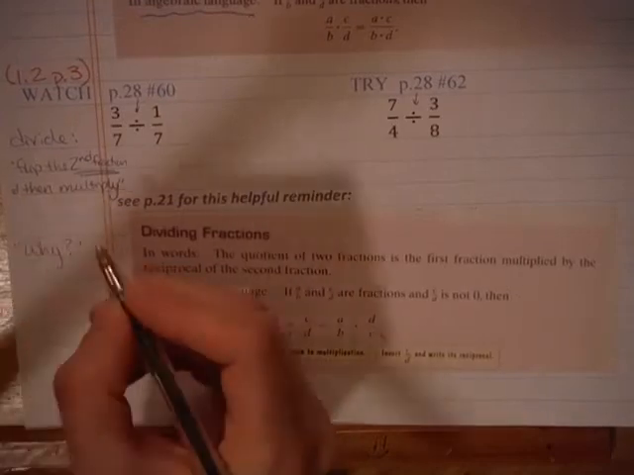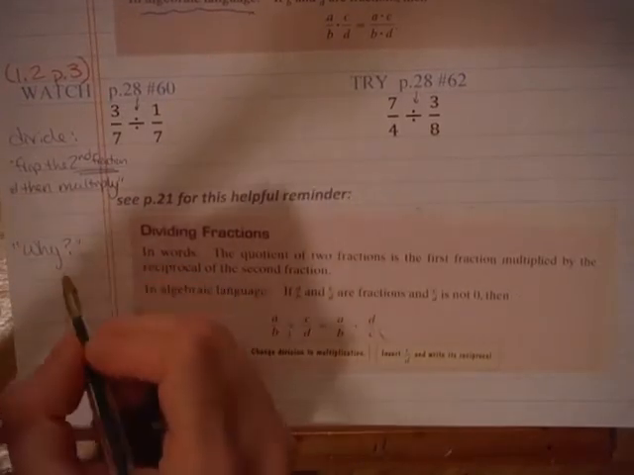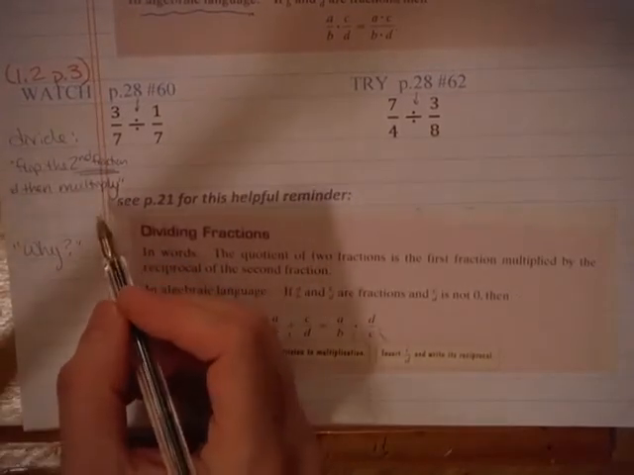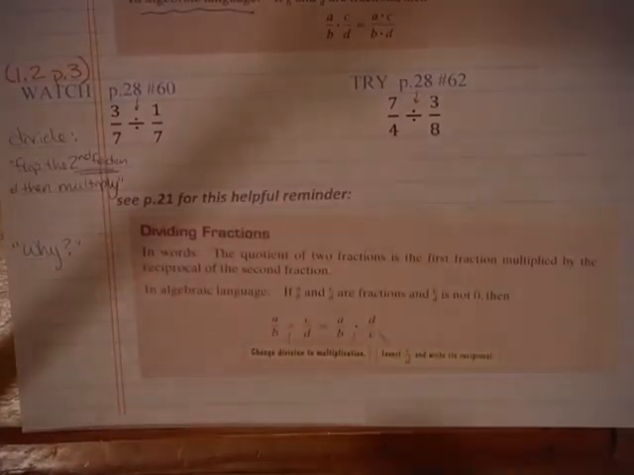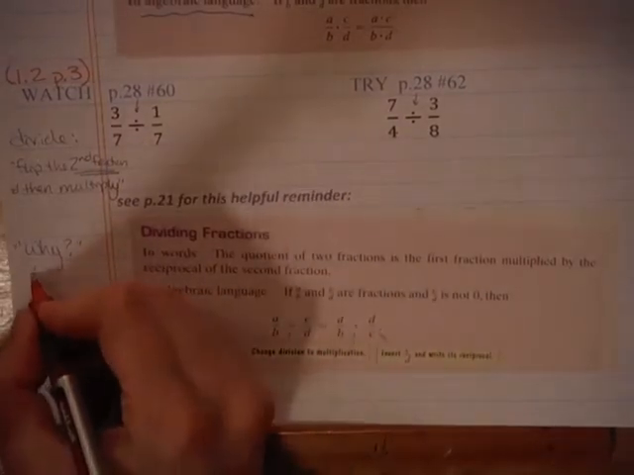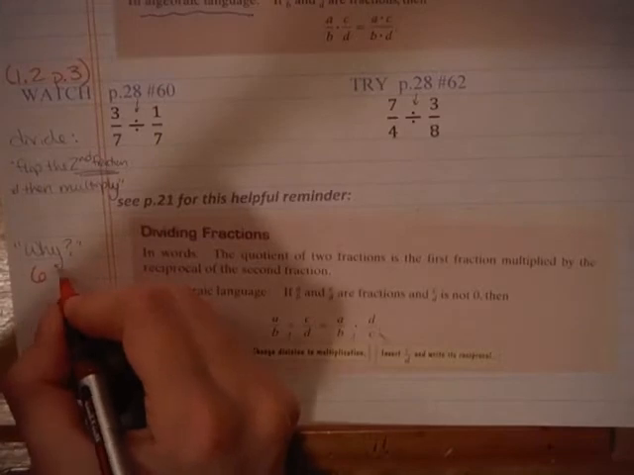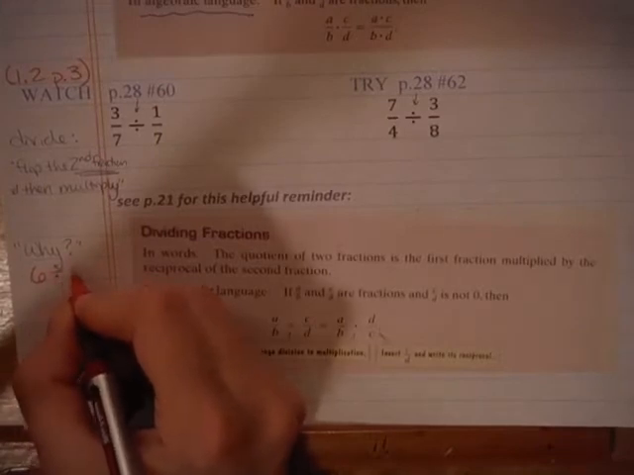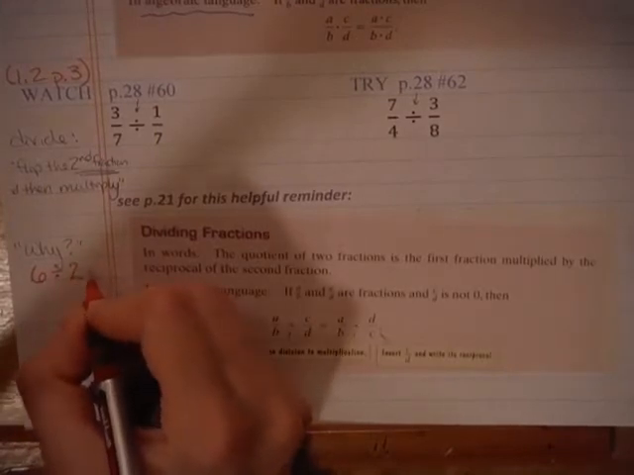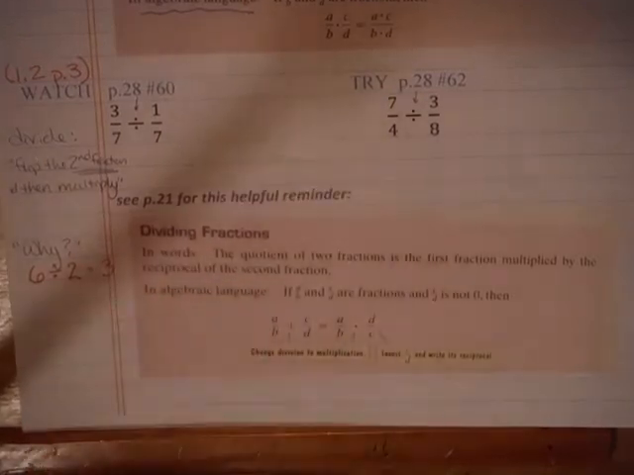But if not, there's this quick little, it's not a proof necessarily, because proof, you need to do those without numbers. You need to do it in general terms. But why do you flip the second fraction and multiply? Well, think about this. If I had, let's say 6 of something, and I wanted to divide it by 2, that would equal 3. Okay?